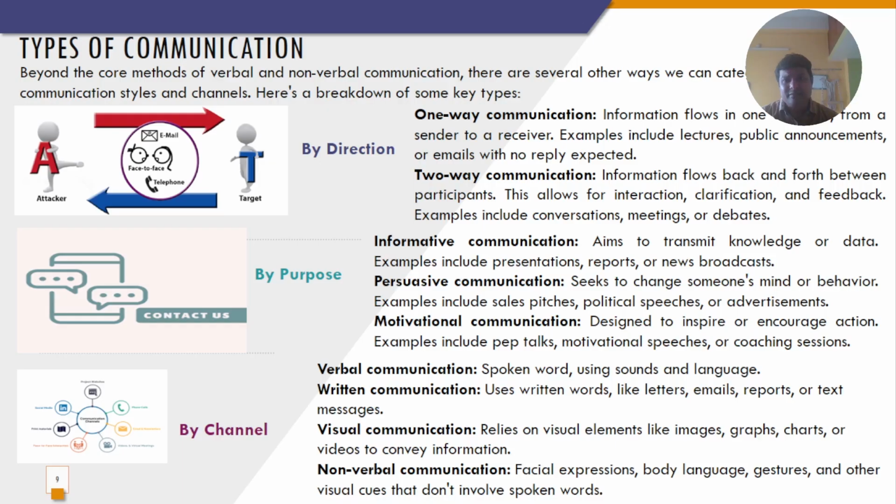And the next slide describes the types of communication. There are three important types. One is bidirection, second one is by purpose, and third one is by channel. There are three groups. Under the bidirection group, there are 2 points. One is one-way communication and the other is two-way communication. And on the left side, I give a pictorial scenery that describes the bidirection group of types of communication very easily.